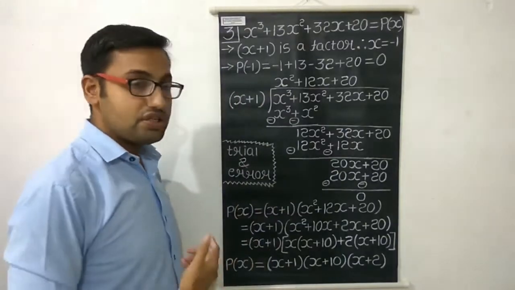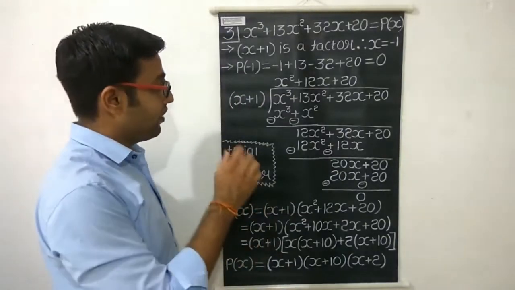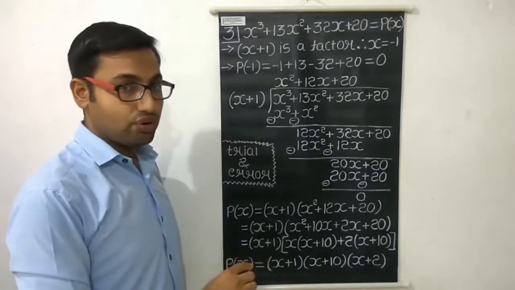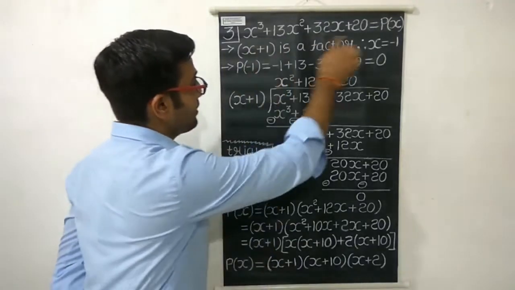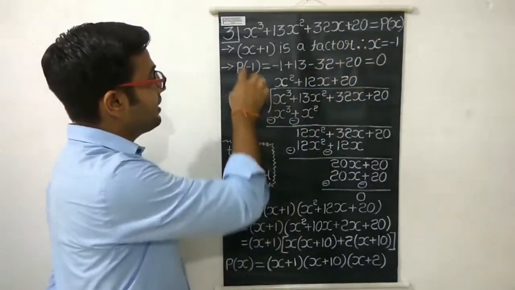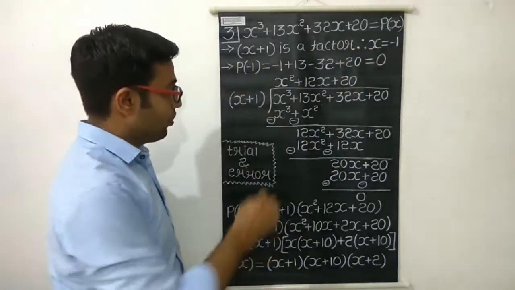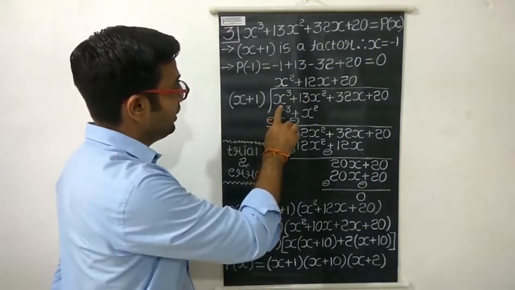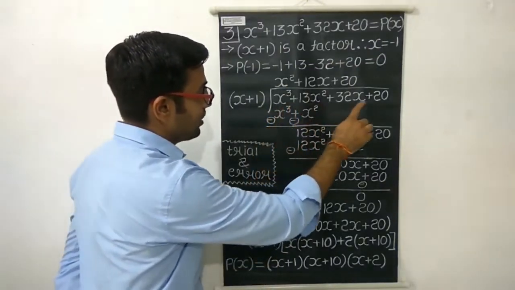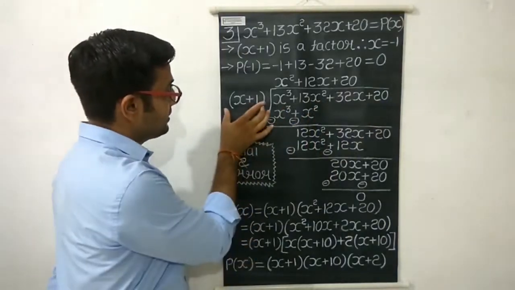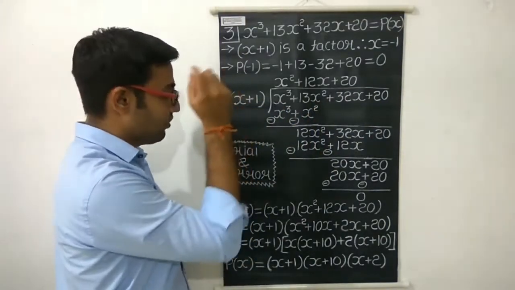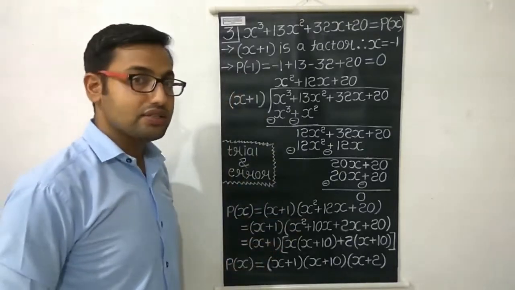Okay. Now what is the next step? We get the one factor. Now we know that as the remainder becomes 0, we have to divide this given polynomial by that factor. So here we have to use the division method. This is the given polynomial x cube plus 13x square plus 32x plus 20, and this is the factor polynomial. We know that by dividing these, we definitely get the remainder as 0.